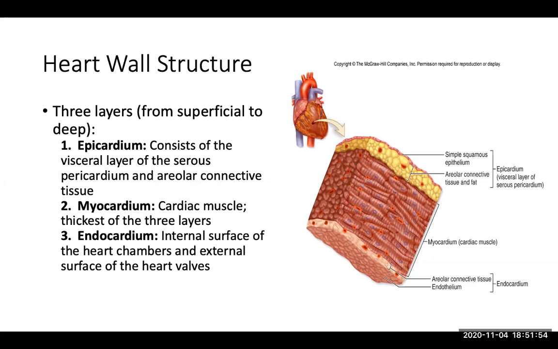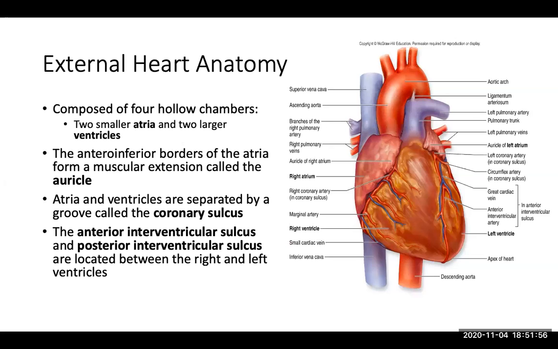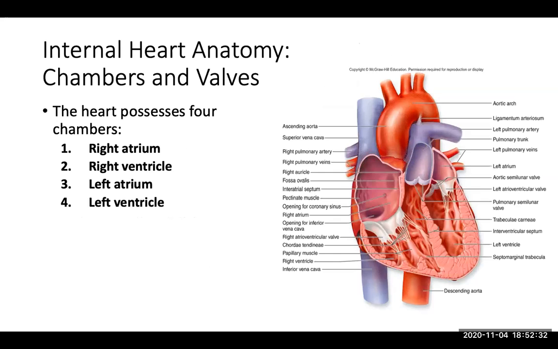The external heart anatomy, again, pause the slide here, but you should be learning or have learned the external and internal heart anatomy. So I won't spend a lot of time on it here, but you should be very familiar with the external heart anatomy as well as the internal heart anatomy. The auricles are an anterior-inferior extension of the atria, a muscular extension. The atria and ventricles are separated by a groove called the coronary sulcus. And the anterior and posterior interventricular sulcus will be located between the right and left ventricles on the front and back sides of the heart.